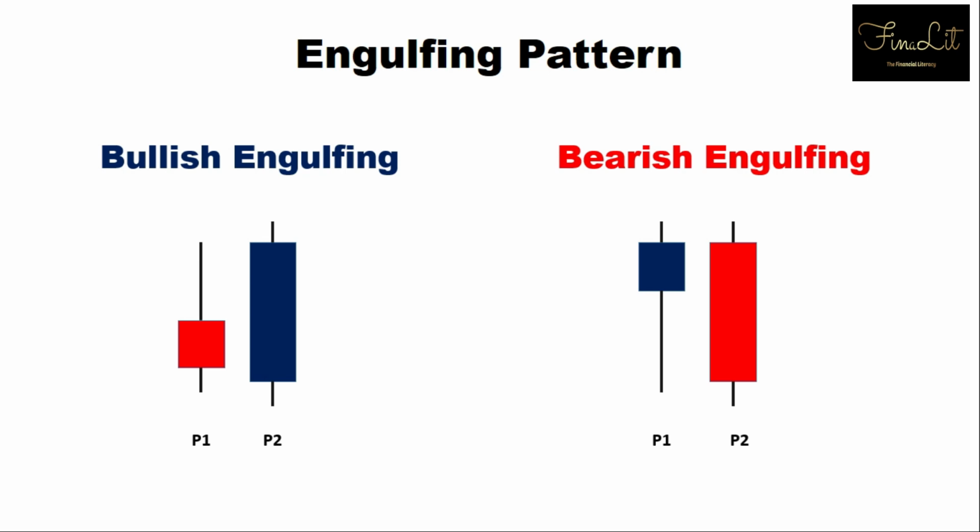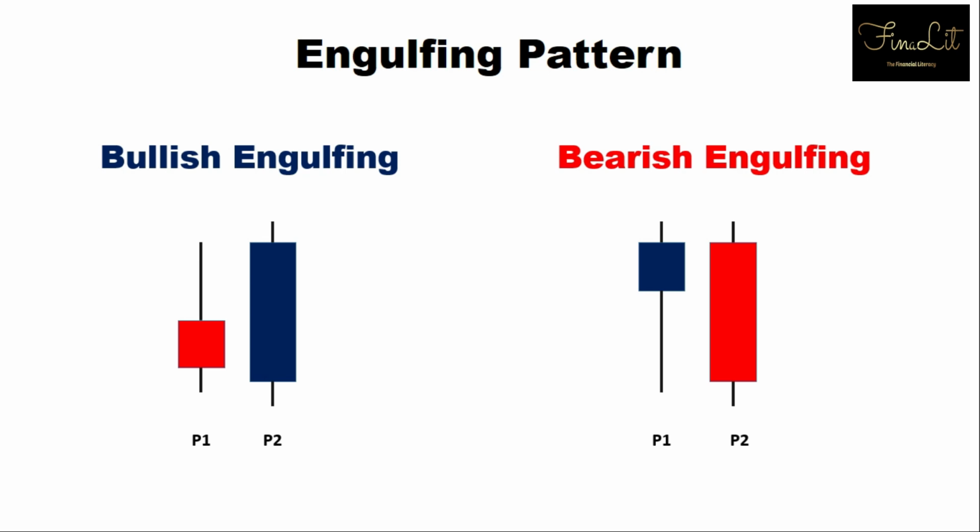A risk taker initiates a long trade at the close of P2 after ensuring P1 and P2 together form a bullish engulfing pattern. A risk-averse trader will initiate the trade the day after P2 near the close of the day. The stop loss for the bullish engulfing pattern is the lowest low between P1 and P2.